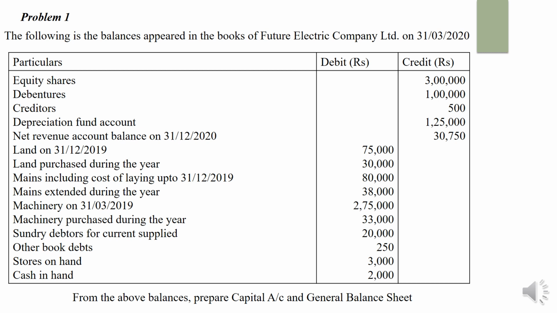Sundry debtors, it's a current asset, it goes to the balance sheet under the current assets heading. Other book debts, again it's a current asset, it goes to the balance sheet. Stores on hand, that is stock in hand, again a current asset, it goes to the balance sheet. Cash in hand, it goes to the balance sheet because it's a current asset. So this is the way how you can prepare. It's a very simple problem. Okay, look at the solution.